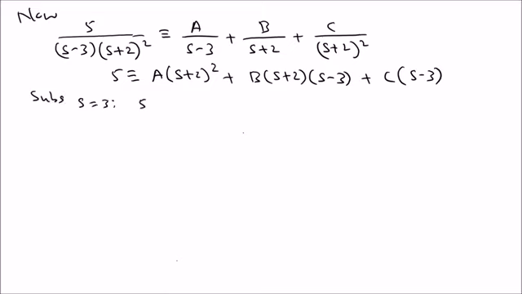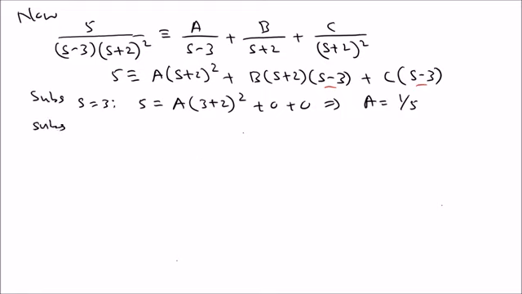So we can substitute, let's say s equal 3. If you do that, you get 5 equal, you can see plug in 3, this goes away. So you get A. If you plug in 3, this is s equal 3, so it is (3 plus 2) squared plus 0 plus 0. This gives you A equal 5 over 25, so 1/5. That's A.